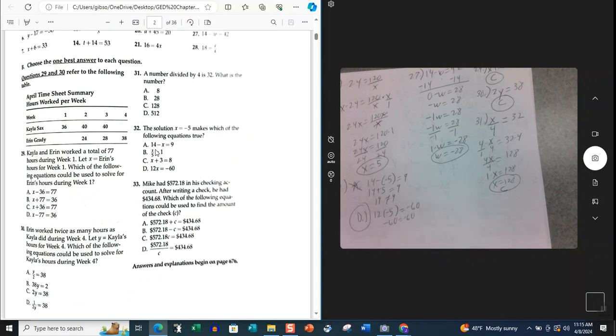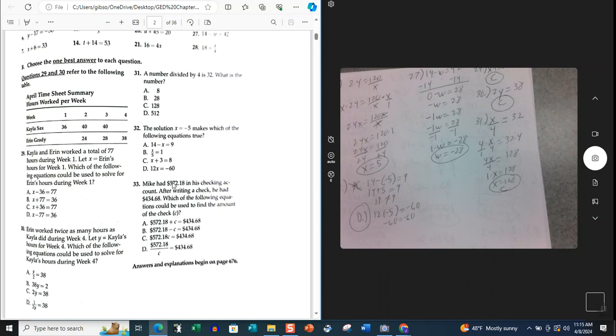And finally, 33, it says Mike had $572.18 in his checking account. After writing the check, he had $434.68. Which of the following equations could be used to find the amount of the check C? So C represents the check. Now, if you notice, we went from 572.18 to 434.68.